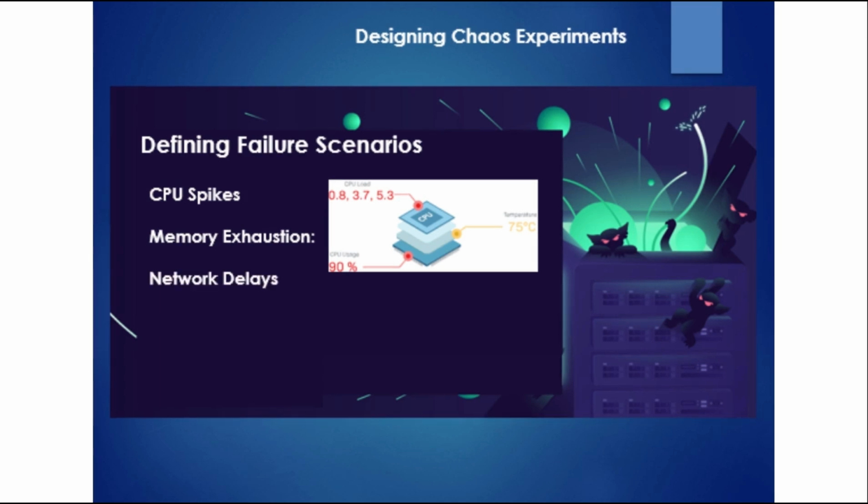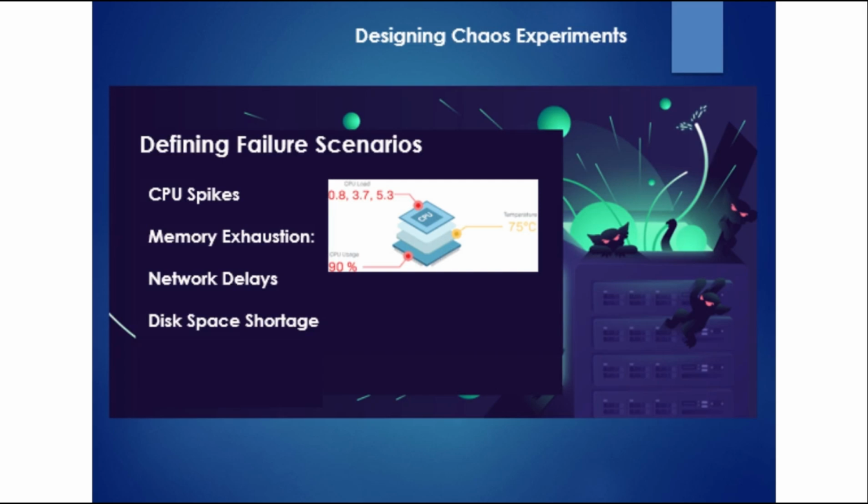3. Network delays. Network delays is a process of introducing latency to mimic slow network connections. Observe how distributed systems handle delayed communication. An example is when one adds a 200 millisecond delay to simulate poor network connectivity in a specific region.